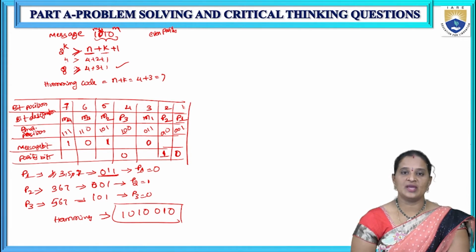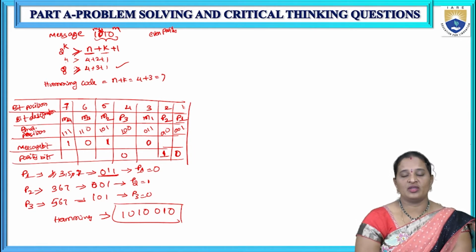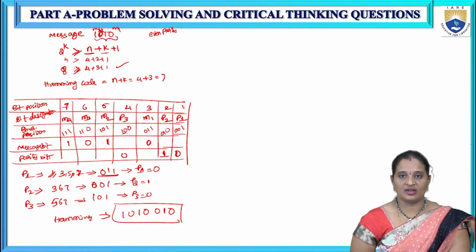First we need to choose the number of parity bits required to be added, identify the length of the resulting Hamming code, construct the table, and find out the parity bits according to the algorithm defined by Hamming. Okay, so this is how we can do that.